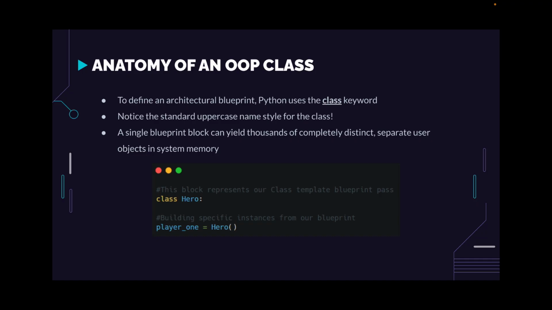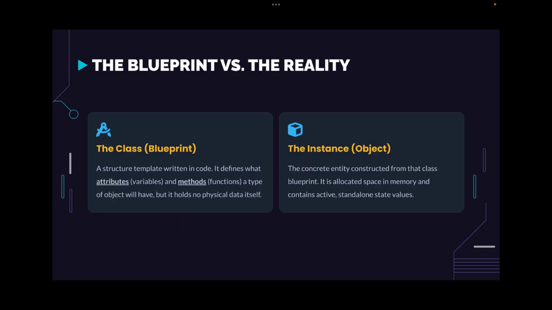A single blueprint block can yield thousands of completely distinct separate user objects in memory. So for example, in our class Hero, we have multiple instances that we can create. So player 1 in our class Hero would be an object of the class Hero. So the class versus the object is something that is really important.